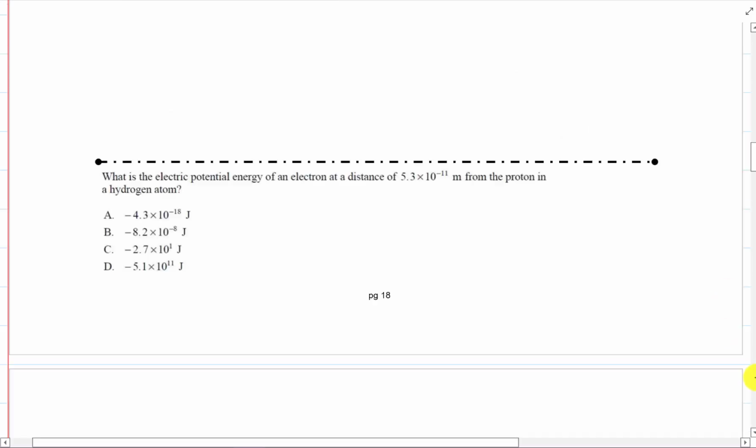Let's do a provincial exam question here. What is the electric potential energy of an electron at a distance of, sorry, that many meters from the proton? So it's a Bohr model here. Now, what I'm training you to do is look for the question, see when it says energy, boom, you know what formula you're using. kQq over r.